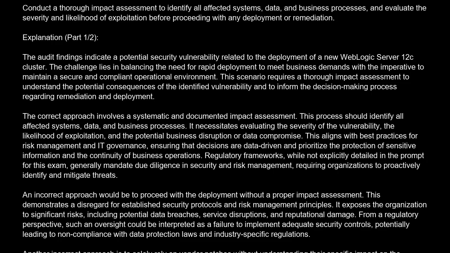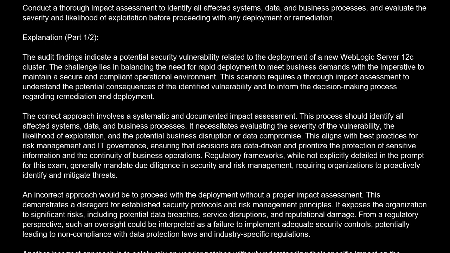The correct answer is A. Conduct a thorough impact assessment to identify all affected systems, data, and business processes, and evaluate the severity and likelihood of exploitation before proceeding with any deployment or remediation. Explanation. The audit findings indicate a potential security vulnerability related to the deployment of a new WebLogic Server 12c cluster. The challenge lies in balancing the need for rapid deployment to meet business demands with the imperative to maintain a secure and compliant operational environment.